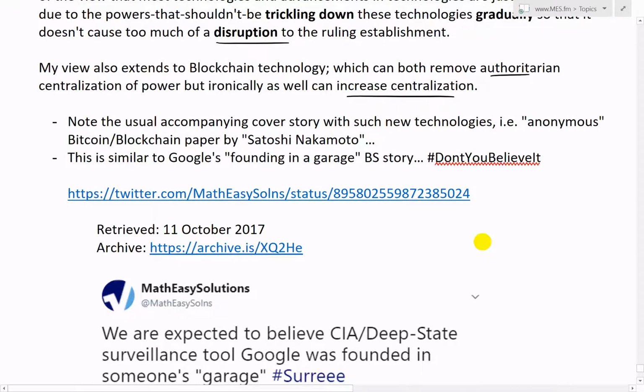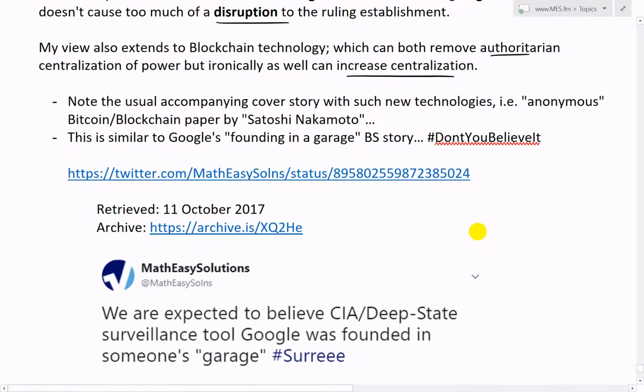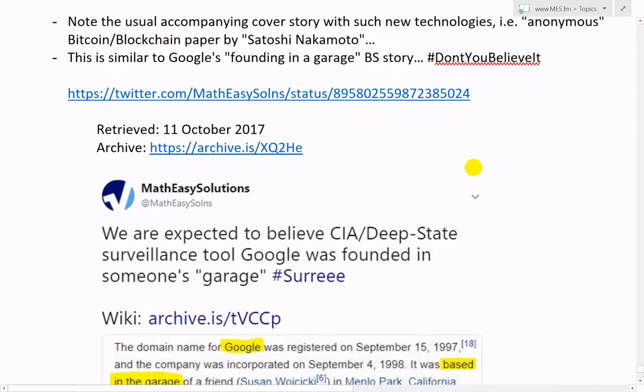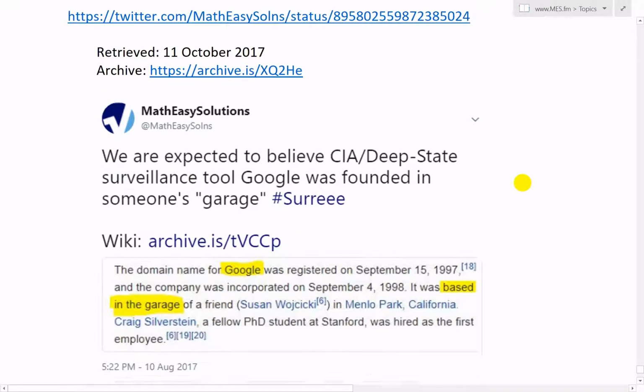Basically, note the usual accompanying cover story with such new technologies, i.e. the anonymous Bitcoin blockchain paper by Satoshi Nakamoto. This is similar to Google's "founded in a garage" BS story. Hashtag don't you believe it. I tweeted this one out.